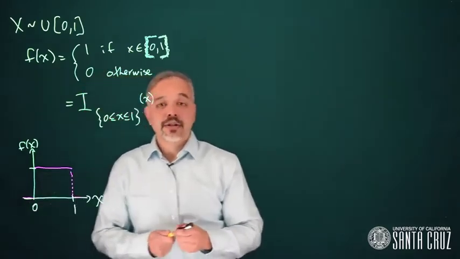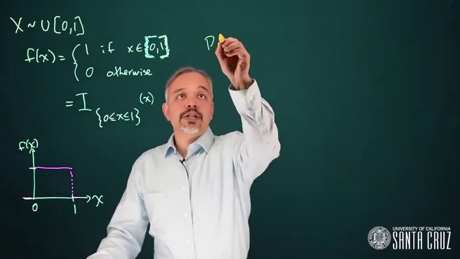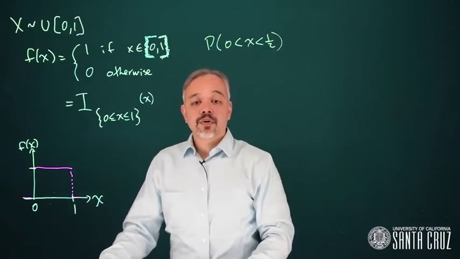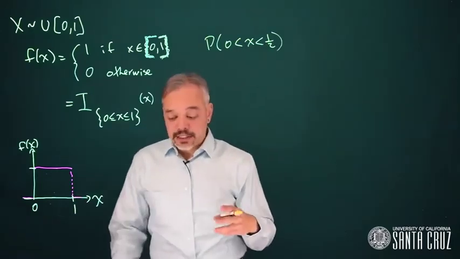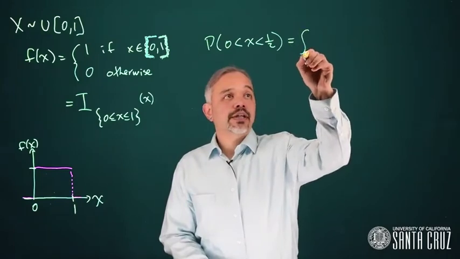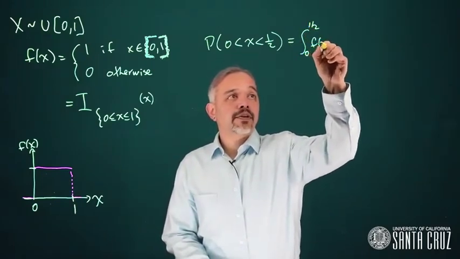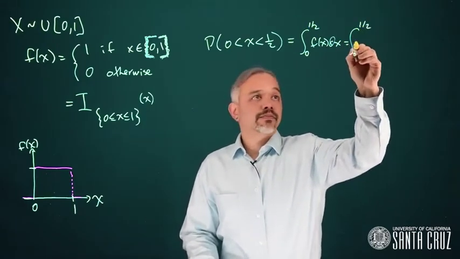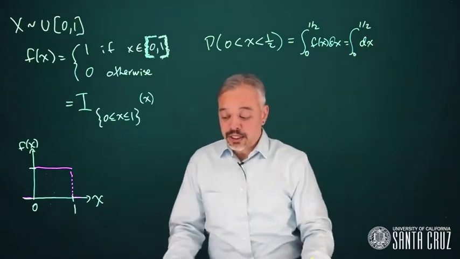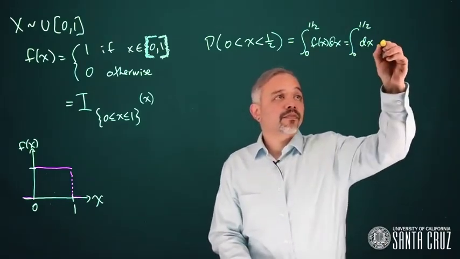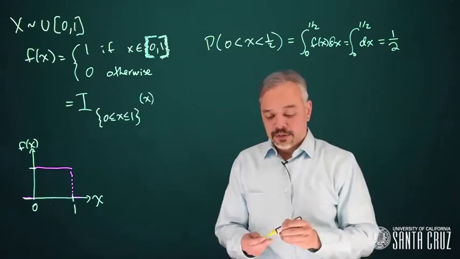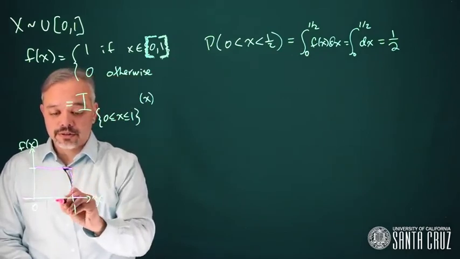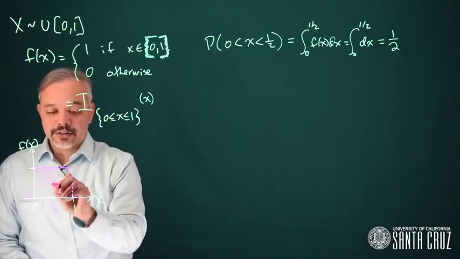We can then ask questions about probabilities. What's the probability that x will be between 0 and 1/2? Well, in order to get this probability, we can just integrate the density function. So this is the integral from 0 to 1/2 of f of x dx, the integral from 0 to 1/2 of just dx, because it's 1 in that range. And so this is just 1/2. If we look at the picture, we could see it's the area there.